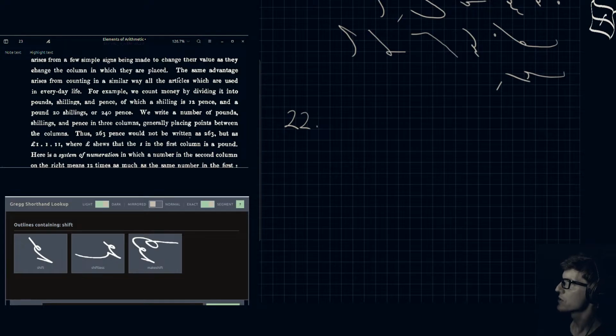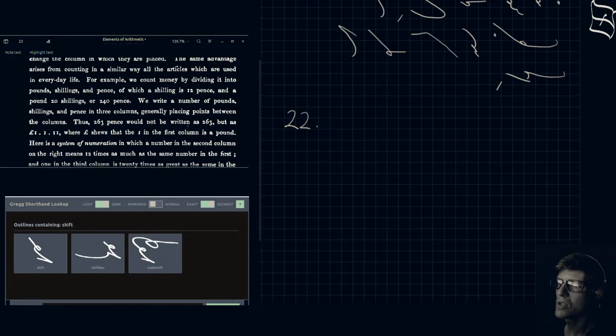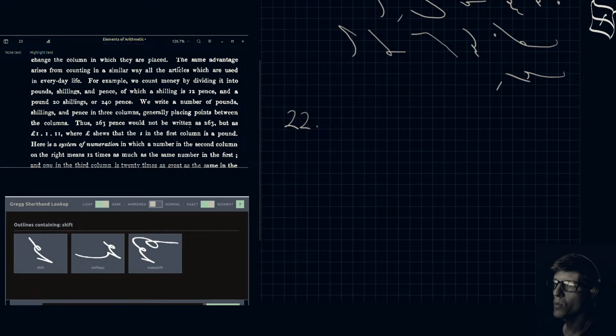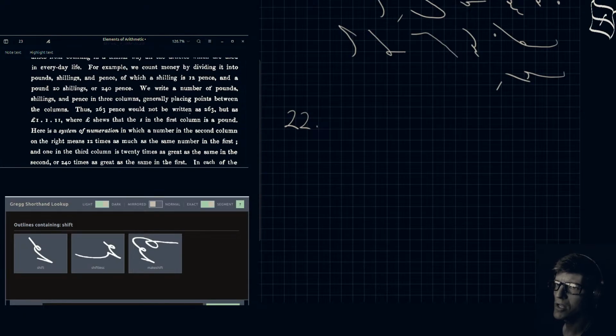Now, of course, this was written in England, so they are going to be using a different denomination of money than what we would be using, which is dollars and cents, right? Dollars, nickels, dimes, quarters, all that. So that's why the language is a little different, but we could easily make the same comparison to the American system of money. So we have numbers of pounds, shillings, and pence. We would say dollars, quarters, and pennies, I believe, generally placing points between the columns.